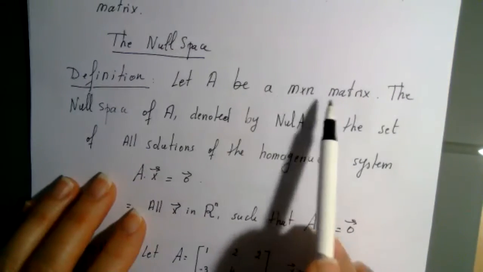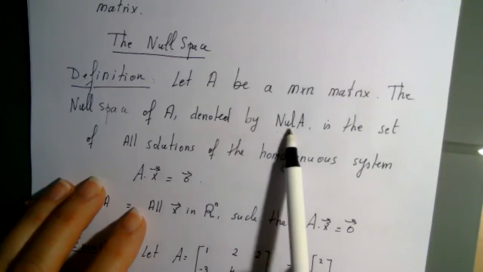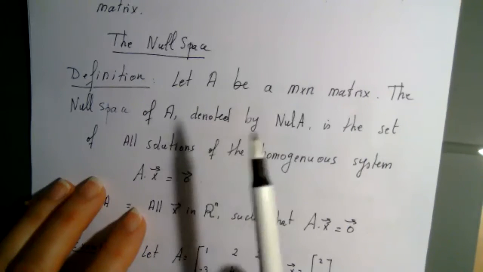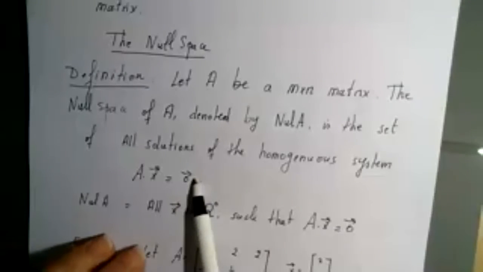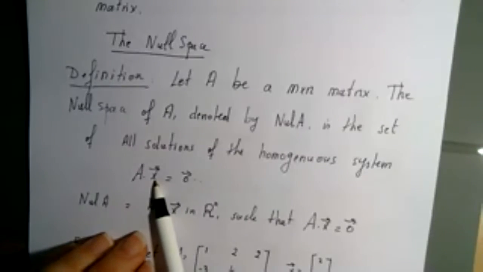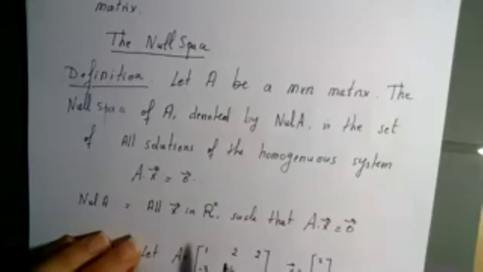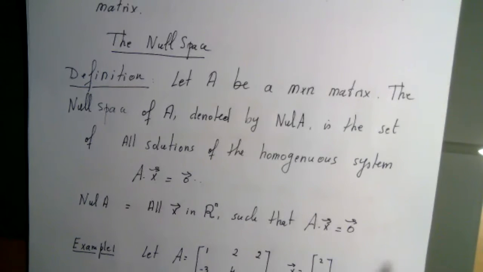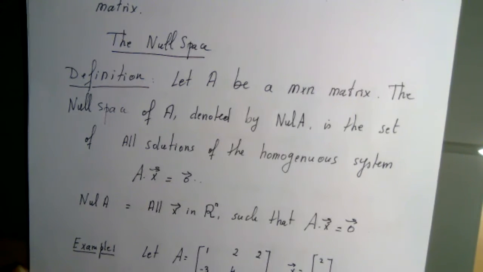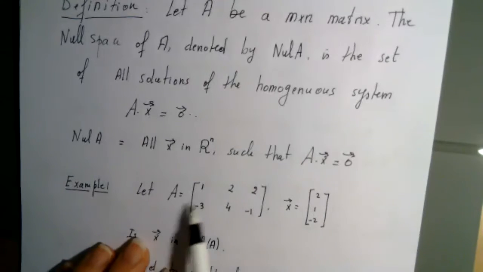So let A be an m by n matrix. The null space of A, denoted by null of A, is the set of all solutions of the homogeneous system Ax equals 0. So the null of A is nothing more than all the x's that solve the system Ax equals 0. So we have a system Ax equals 0, and I'm only focusing on all the solutions, which is something we have seen before. But let me take an example. So suppose A is the following matrix.